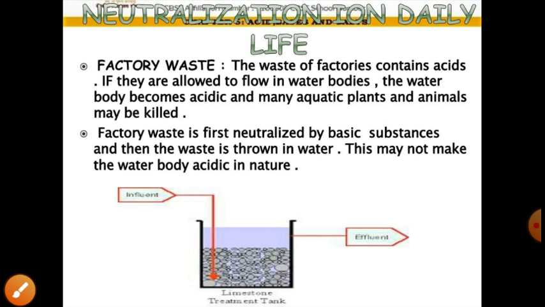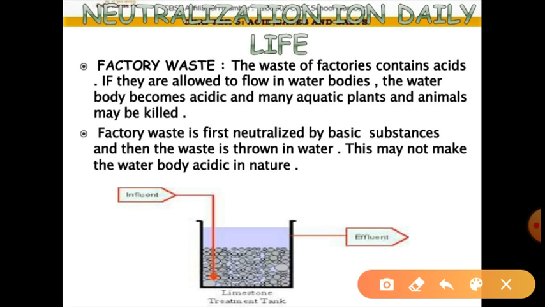The last application is in the treatment of factory waste. Factory discharge, especially the water, contains acid. This acid, when mixed with the water body, will impact the life of aquatic plants and animals. Hence it is very much required to treat the acidic water before releasing it into the water body.